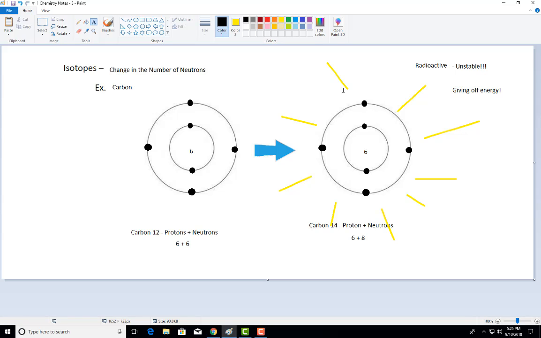So, okay, that's cool. That's enough about isotopes. So now let's jump over and talk a little bit about the different types of chemical bonds.